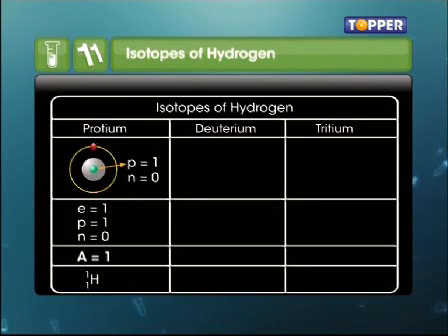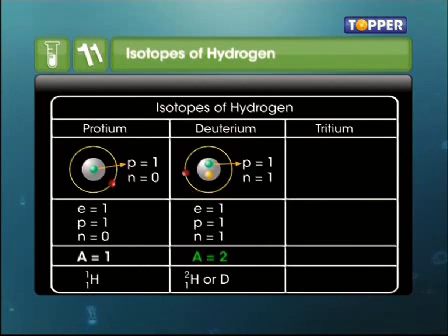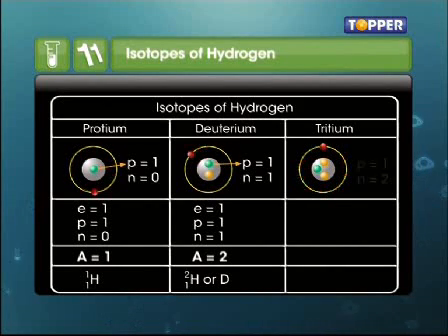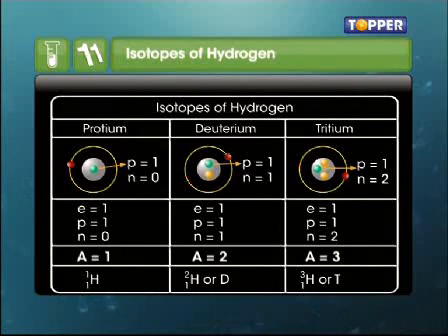The second isotope of hydrogen is deuterium. It has 1 proton and 1 neutron in its nucleus. Thus, its mass number is 2. And the third isotope of hydrogen is tritium. It has 1 proton and 2 neutrons. So its mass number is 3. So we can conclude that these isotopes differ from one another in respect of the number of neutrons and have the same number of protons.